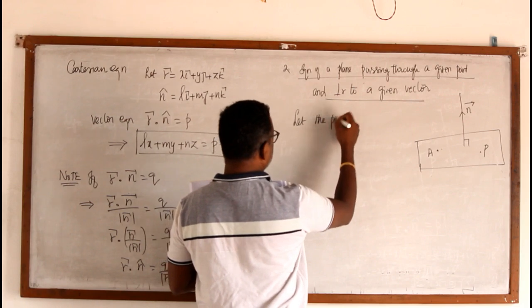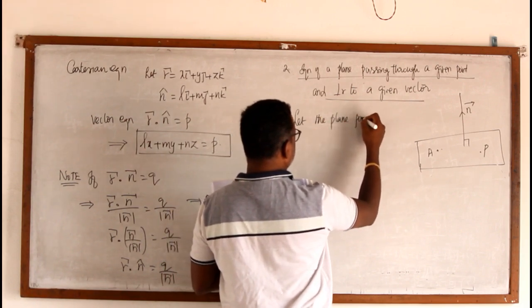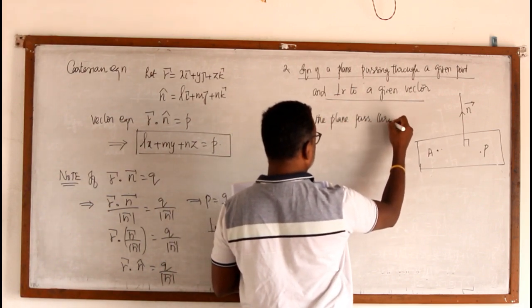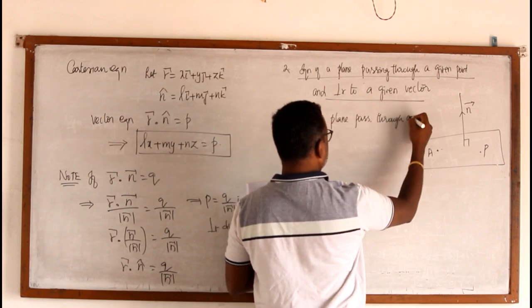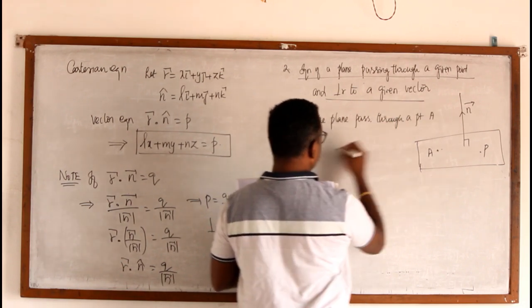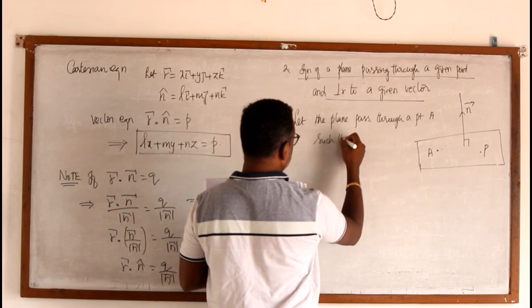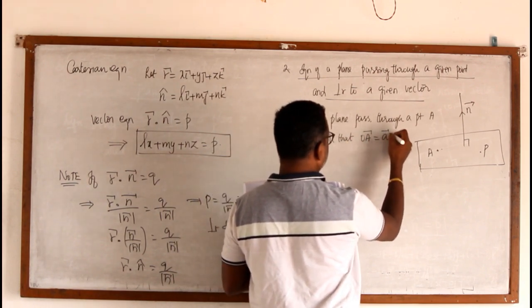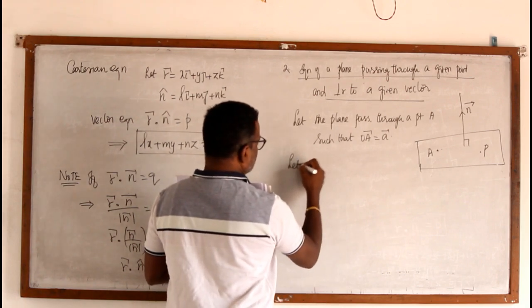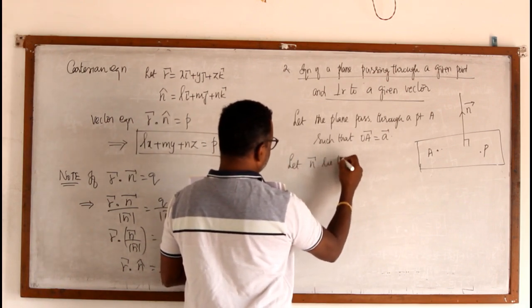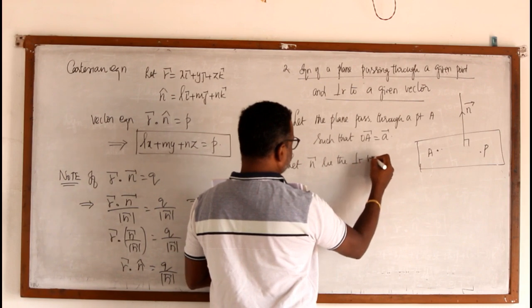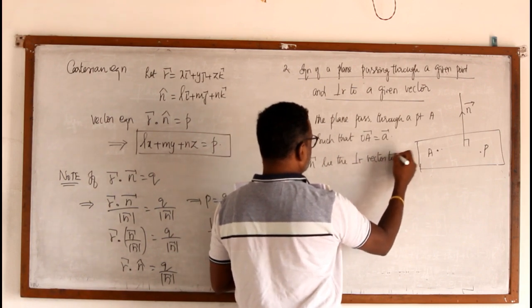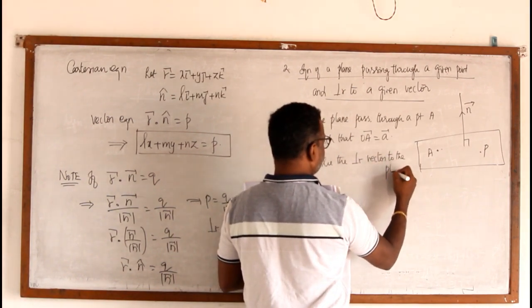Let the plane pass through a point A such that OA vector equals A vector. Let n vector be the perpendicular vector to the plane.